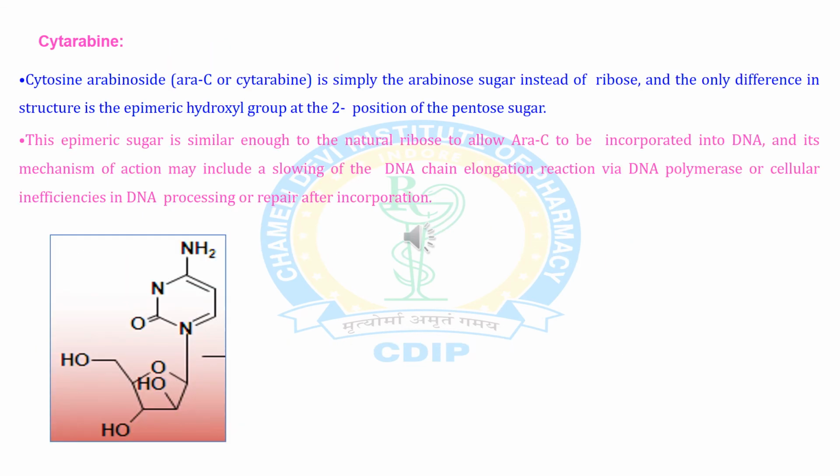So the next drug is Cytarabine in the pyrimidine analogs. What is Cytarabine? Cytarabine is cytosine arabinoside, simply with the arabinose sugar instead of ribose, and the only difference in the structure is the epimeric hydroxyl group at the second position of the pentose sugar. This epimeric sugar is similar enough to the natural ribose to allow incorporation into DNA, and its mechanism of action may include a slowing of the DNA chain elongation reaction by a DNA polymerase or cellular insufficiencies in DNA processing or repair after incorporation in the cell.